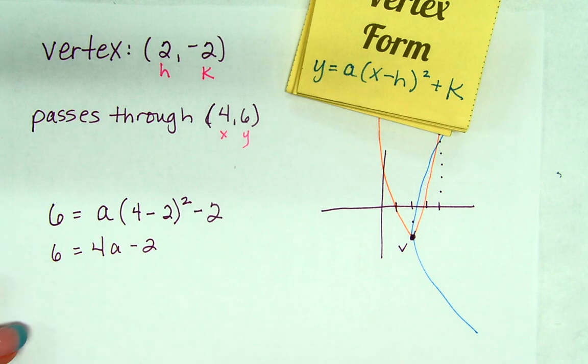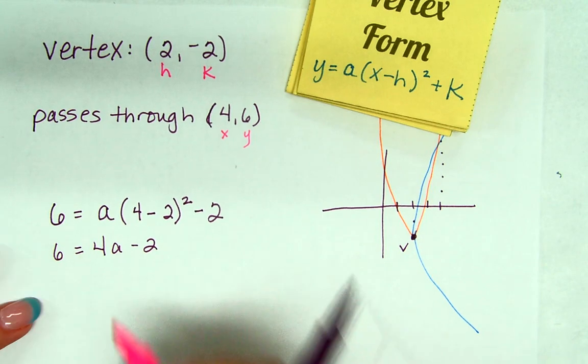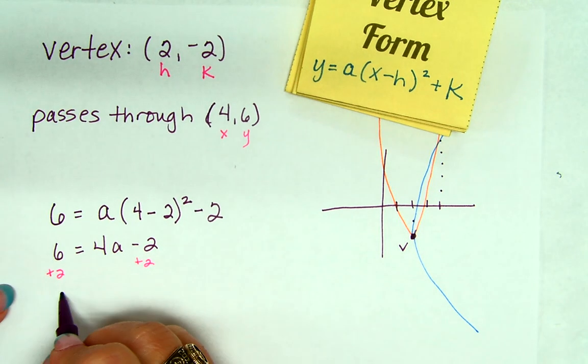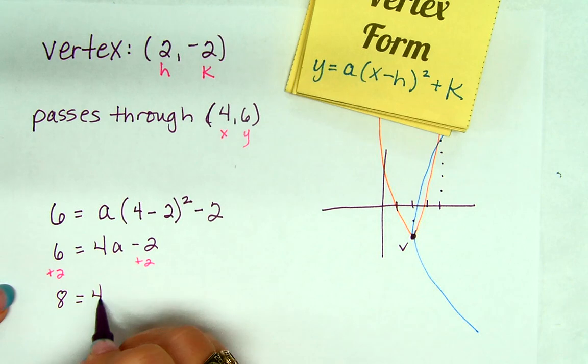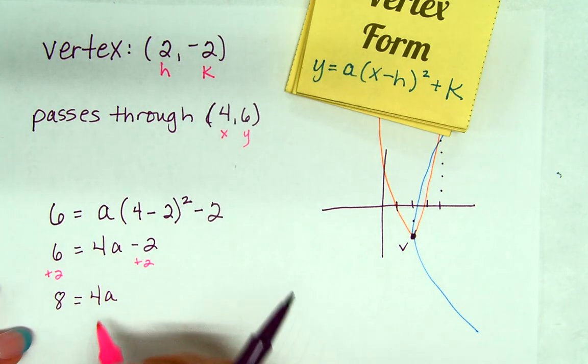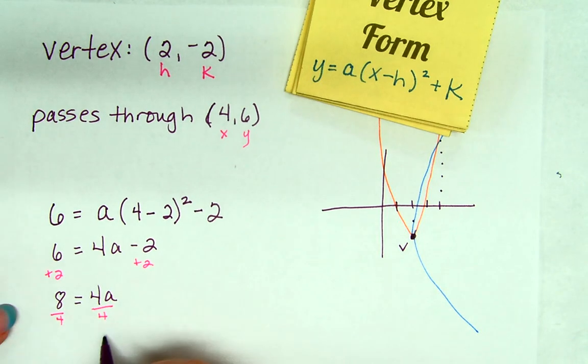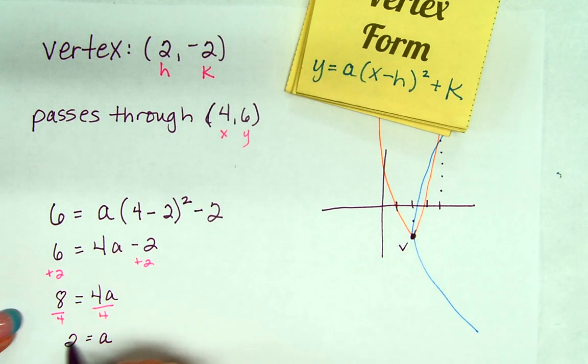How to solve this? Add 2 to both sides. What's 6 plus 2? So 8 equals 4a. And then divide both sides by 4. So what does a equal? 2.